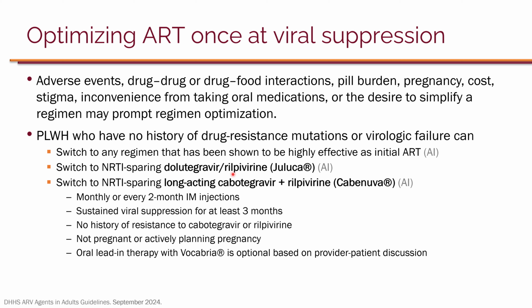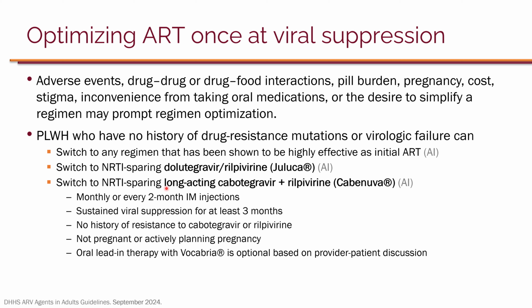And because it does not have a nuke, it essentially doesn't have any component that's renally cleared. So when you have patients with renal dysfunction, this becomes a pretty reasonable option, as well as for anybody that needs to avoid toxicities of the nuke agents in general. And by the way, Juluca is an oral agent.